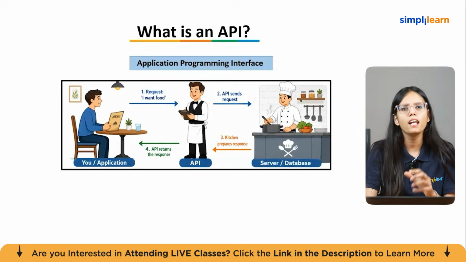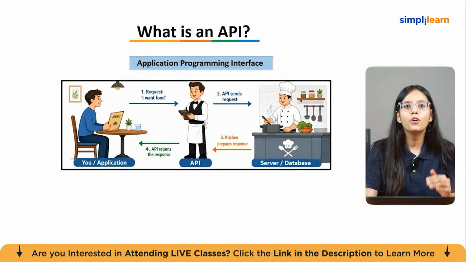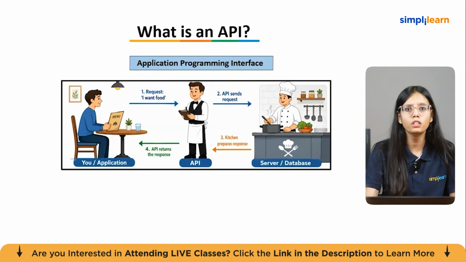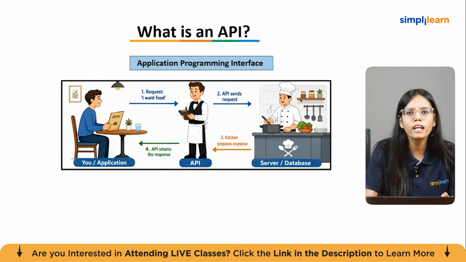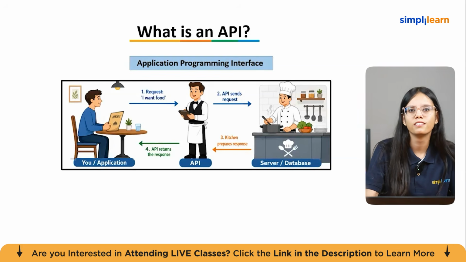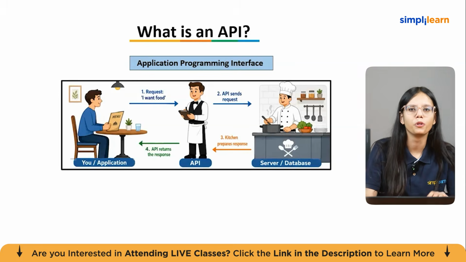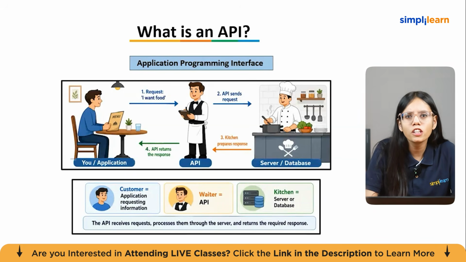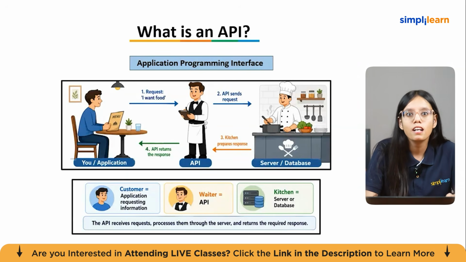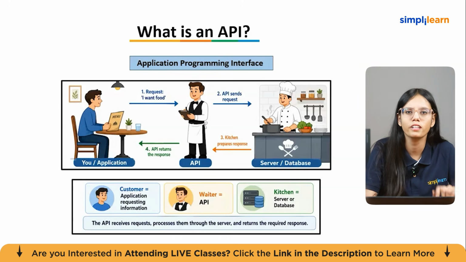Think of an API like a waiter in a restaurant. You as a customer do not directly go to the kitchen, right, and prepare your food. Instead, you tell the waiter what you want. The waiter communicates with the kitchen. The kitchen prepares the food and the waiter brings it back to you. Here, you are the application requesting information, the waiter is the API, and the kitchen is the server or database. The API receives requests, processes them, and returns the required response.